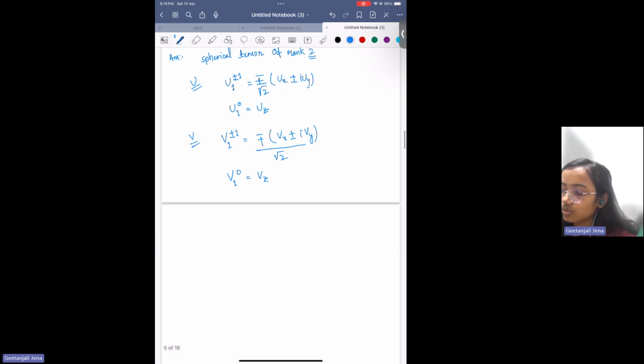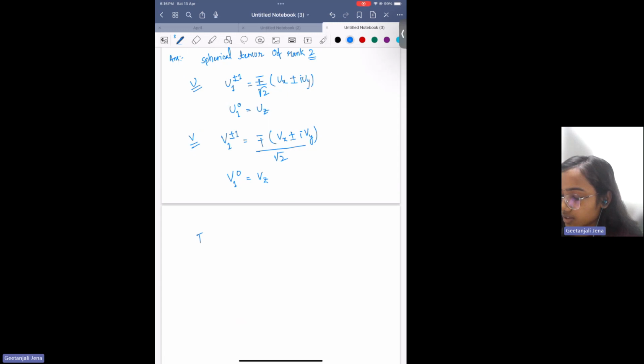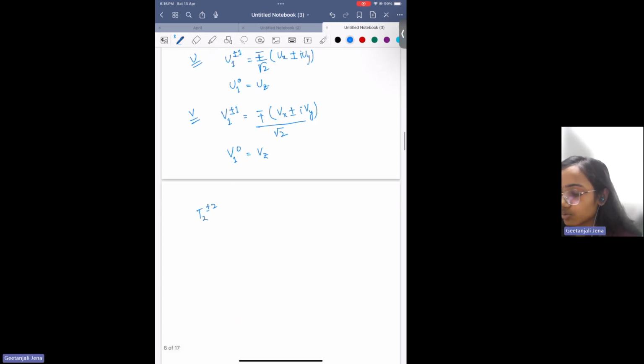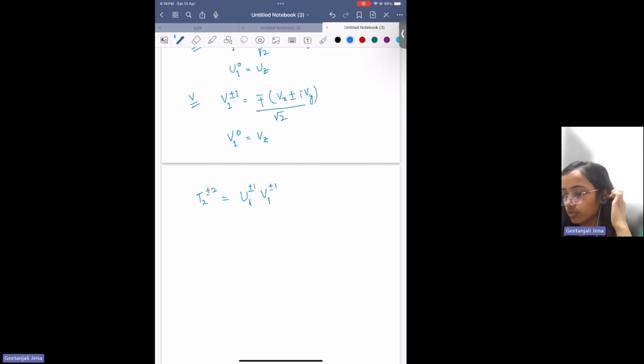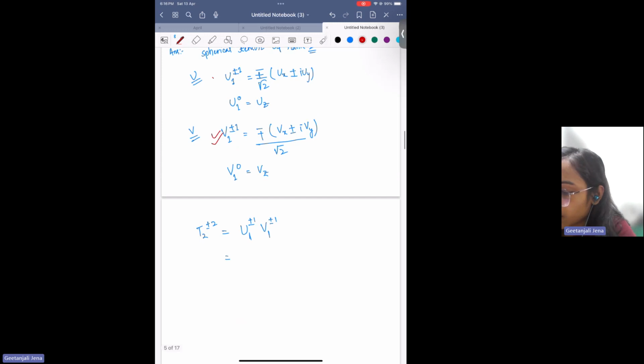Okay, so now if you want to find out a spherical tensor of rank 2, let us see the first component, which is T2 plus or minus 2. So it is Q either plus 2 or minus 2. So you know that if Q is plus 2 or minus 2, then U should have either plus 1 or minus 1, and V should have plus 1 or minus 1. Each has K equal to 1. So if you take U and V of plus or minus 1, then you will get T, which have Q plus or minus 2. So now let us put the expression for U and V, which we have written here, these two equations.